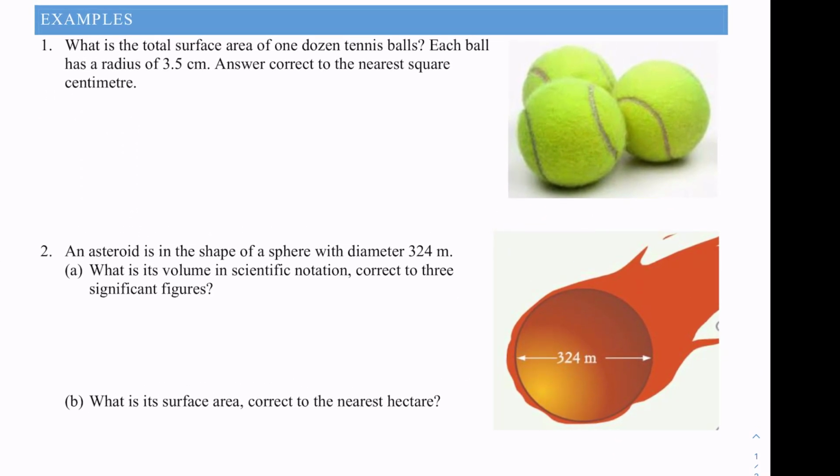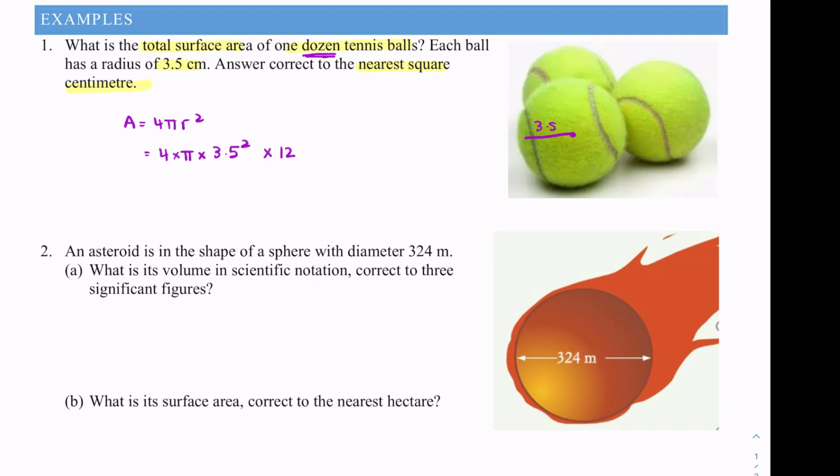What is the total surface area of 1 dozen tennis balls, and each ball has a radius of 3.5 centimetres, and give your answer correct to the nearest square centimetre? Well, I'm looking for surface area, so I'm going to write that formula down. A equals 4 pi r squared. Now the radius of our tennis ball is 3.5. So this is going to be 4 times pi times 3.5 squared. Now that's going to give me the answer for 1 tennis ball, but I have 1 dozen, and a dozen is 12.